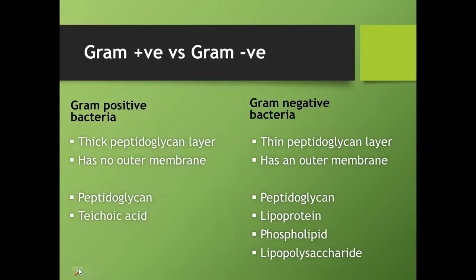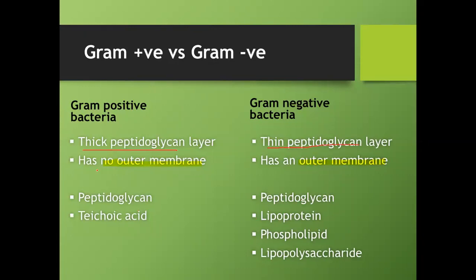With regards to the membrane, the gram-positive bacteria does not have an outer membrane. But a gram-negative has an outer membrane, so it has two membranes. There's the normal plasma membrane, and there's an outer membrane. Those are the two major issues I would want you to get here. So gram-positive has a thick peptidoglycan, and gram-negative has a thin peptidoglycan layer.